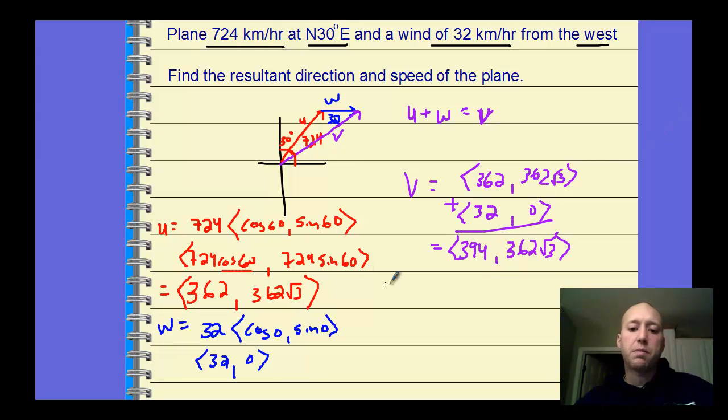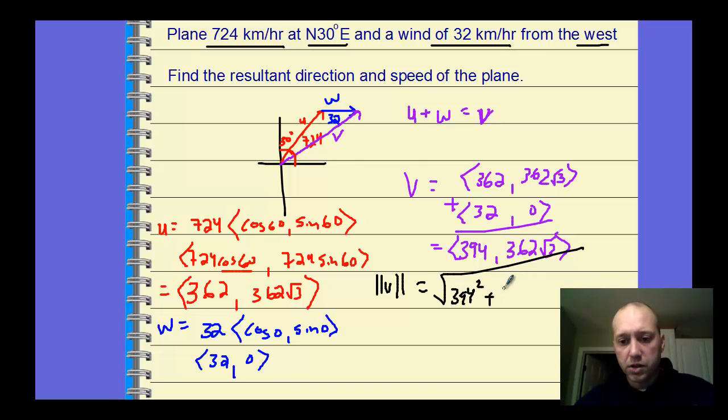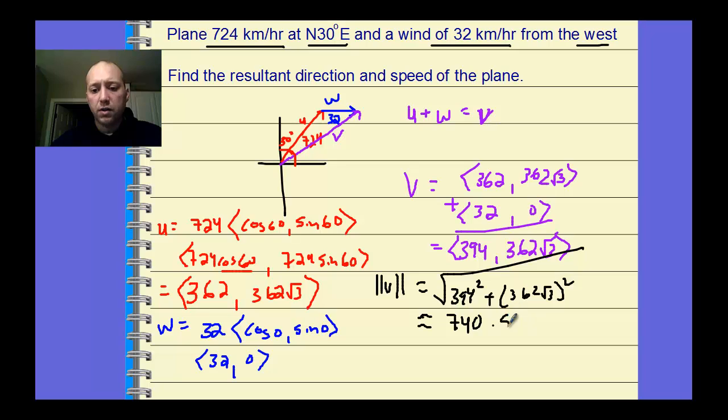So we have to first find the magnitude of V, which is going to be the speed. So it's going to be the square root of 394 squared plus 362 root 3 squared. I'm keeping my values exact, so my final answer will be approximate, but it's precise. So it's 740.52 kilometers per hour. So you can see how its speed has increased with a tailwind.